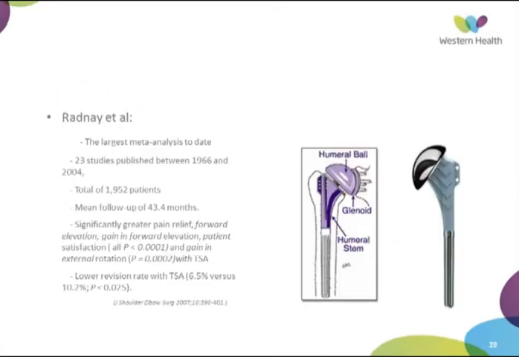There is one meta-analysis published in the Journal of Shoulder and Elbow Surgery in 2007. They looked at 23 papers, with about 1,952 patients and a minimum follow-up of 43.4 months. They showed that the pain relief, the improvement in range of motion, specifically forward elevation, and also the gain in external rotation are statistically significant with total shoulder replacement, and there is a lower revision rate with total shoulder arthroplasty compared to hemiarthroplasty.